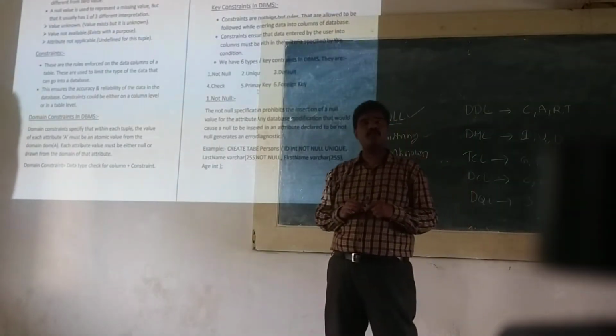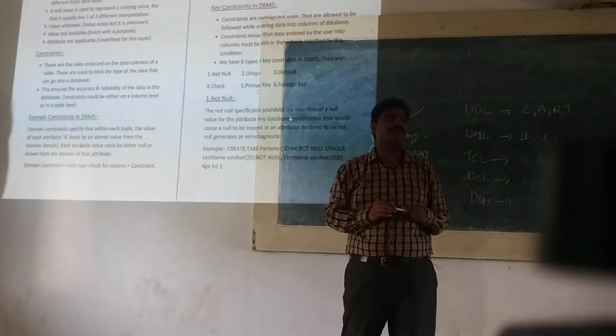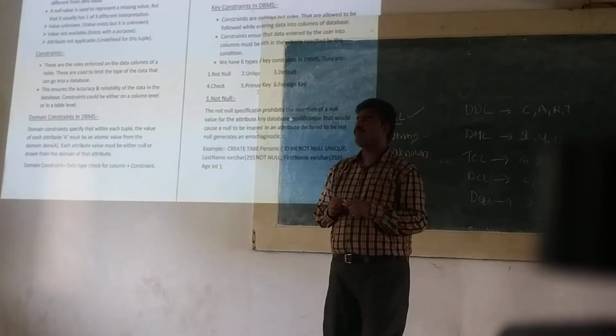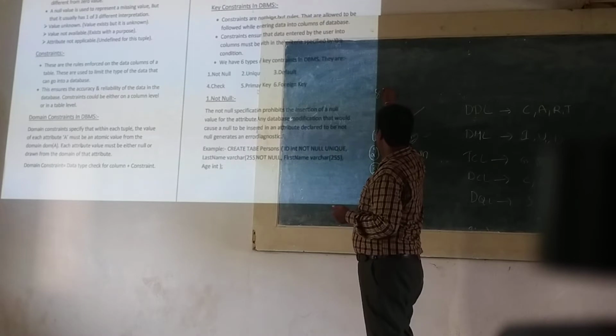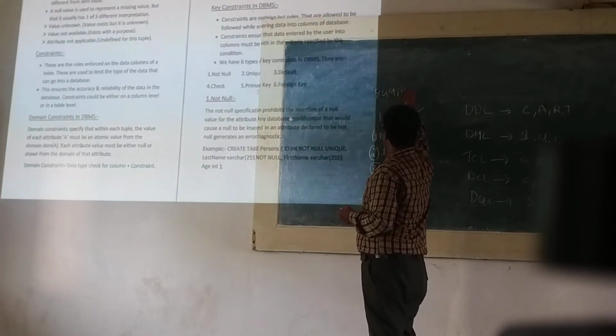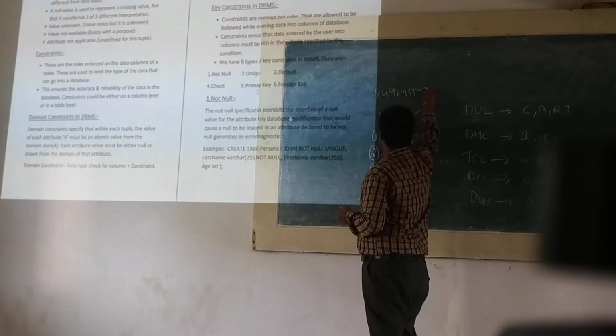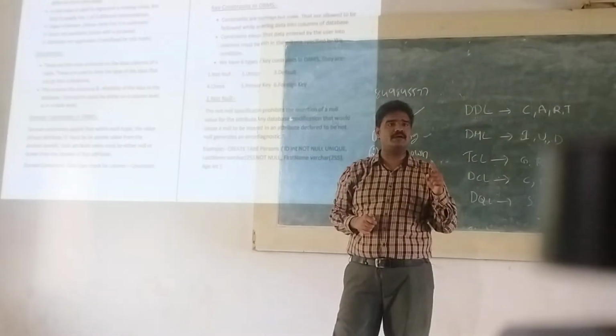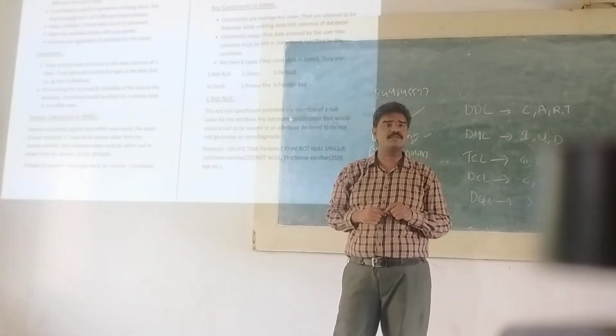And there is one more we have: incomplete data. What is the meaning of that? For suppose we are going to take the phone number. We have some number, but in this phone number we are missing one digit.